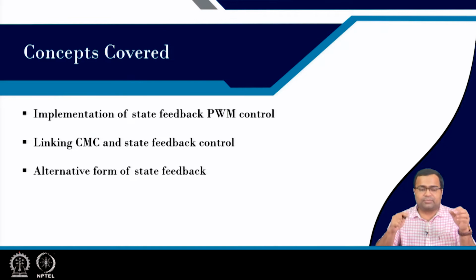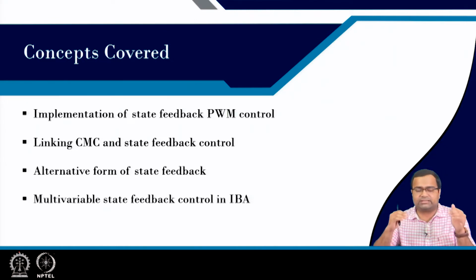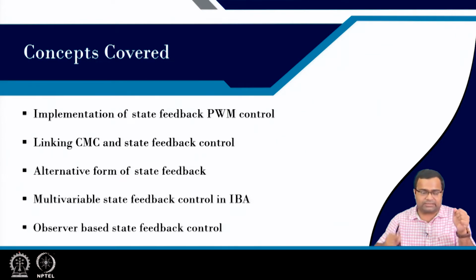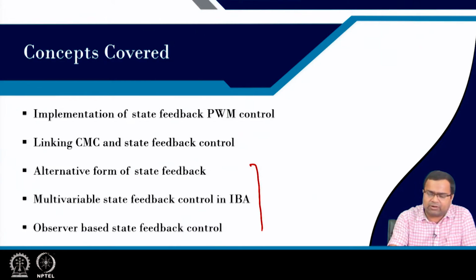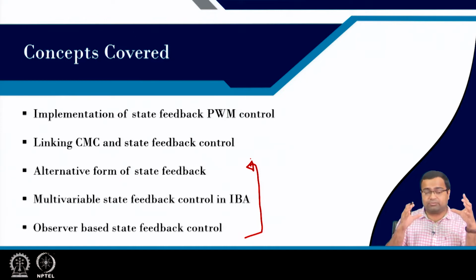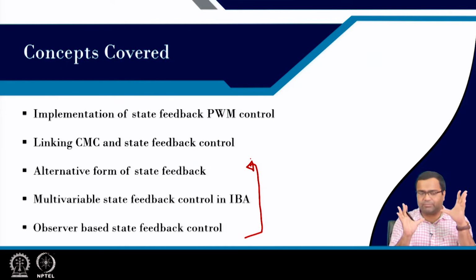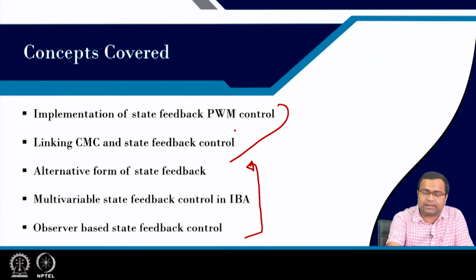control, then alternative form of state feedback control, then multivariable state feedback control in intermediate bus architecture, and the observer based state feedback control. So, particularly these three parts I want to give just a glimpse, because it will take multiple lectures to go into detail, but just a glimpse of this. But I want to focus on these two aspects and show a MATLAB simulation case study.